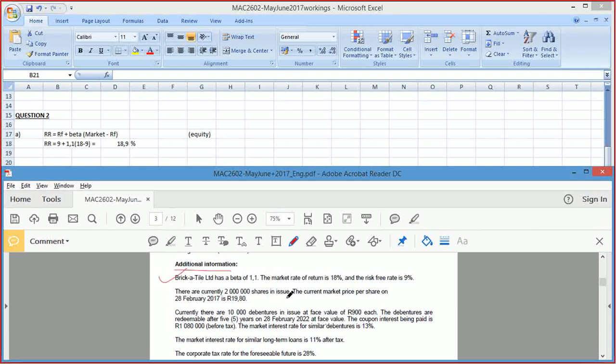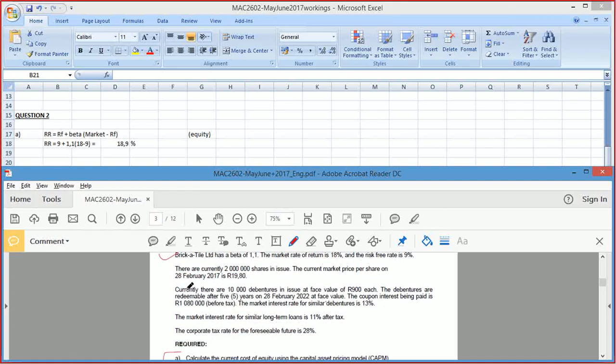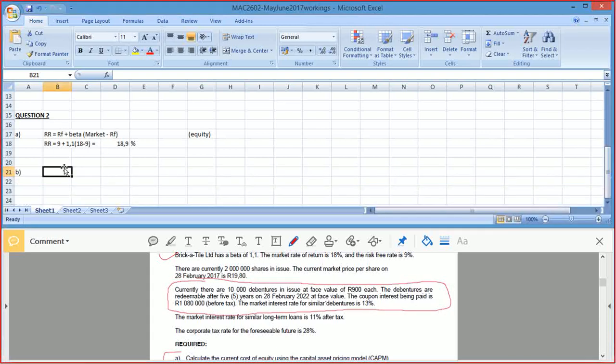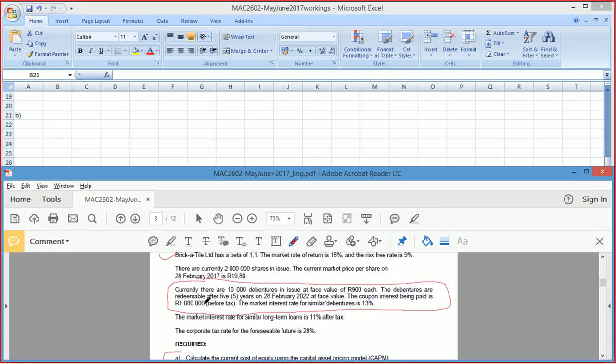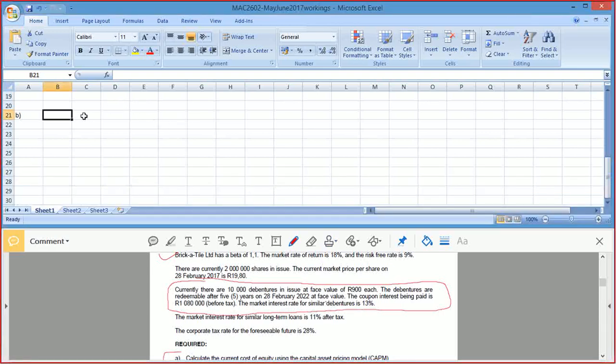So we've looked at brick and tile. There are currently 2 million shares in issue, current market price. Okay, that I don't need. I'm looking at debentures. There we go. This is what I need. So B is going to focus on that. Currently, there are 10,000 debentures in issue at a face value of 900 each. The debentures are redeemable after 5 years on 28 Feb at face value. The coupon interest paid is before tax. The market interest rate for similar debentures is 13%.